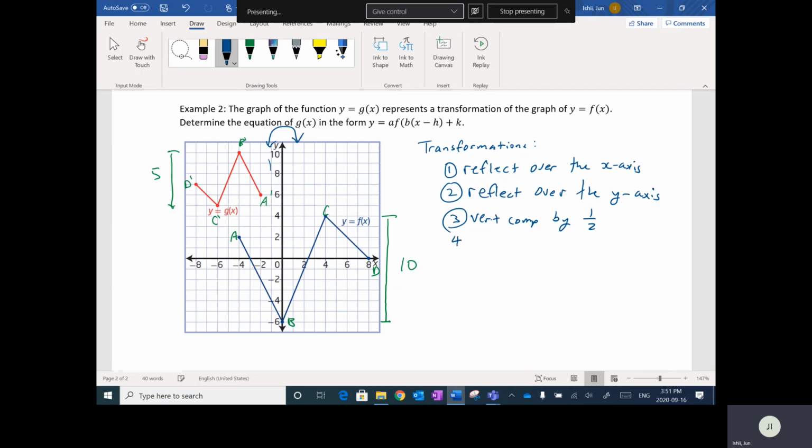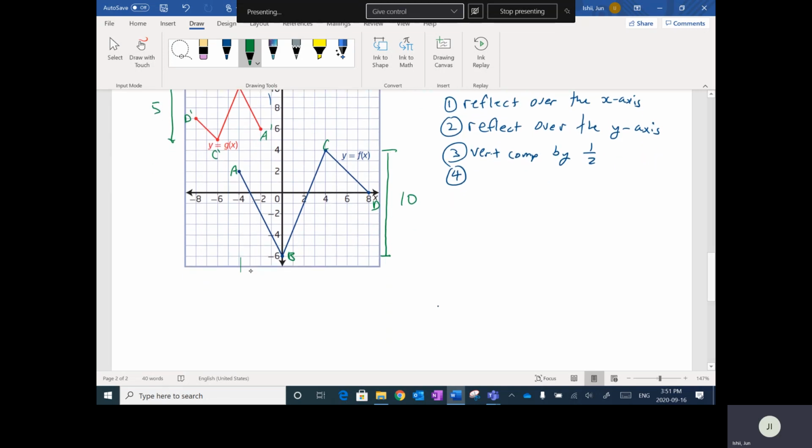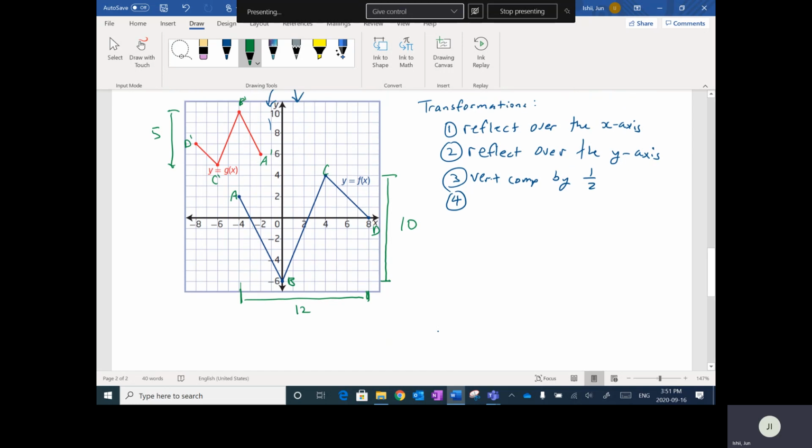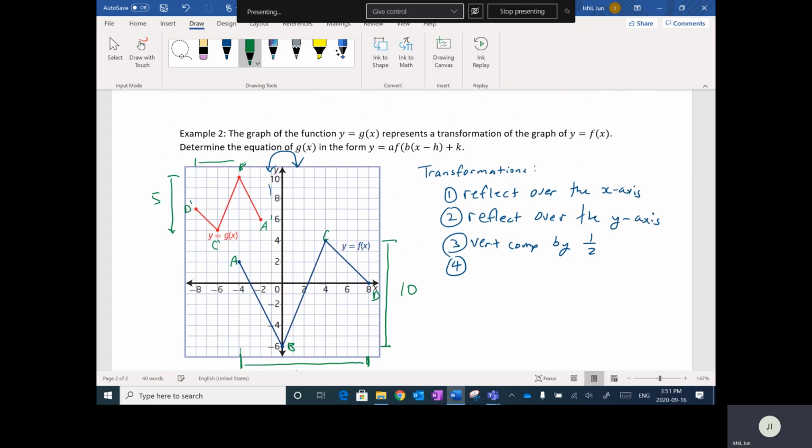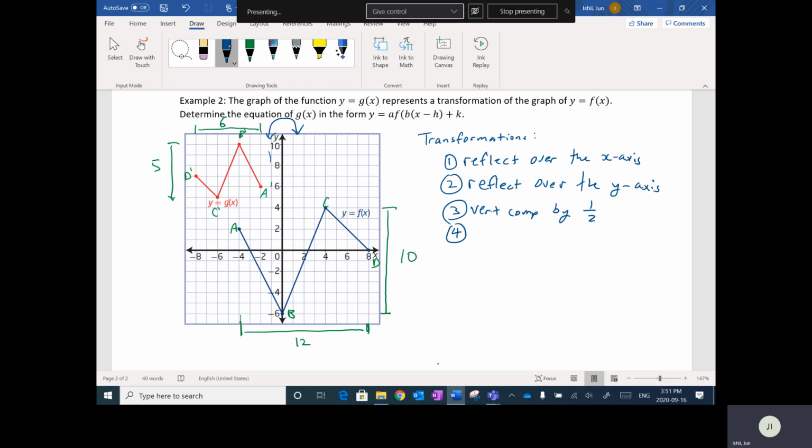And then next up, is there a horizontal expansion or compression? All right, so on the original, point A goes from here to D, which is there. Okay, so that is a distance of -4 to +8. So that's a distance of 12. Whereas on the new function, from here to there, that is a distance of, let's see, -2 to -8. So that's a distance of 6. So it should be 6 units. Yeah. So there's also a horizontal compression by 1/2. All right. Okay, so hopefully this is kind of making sense.